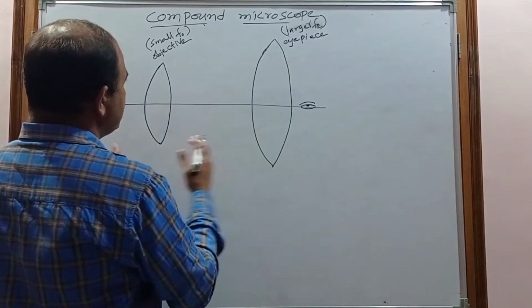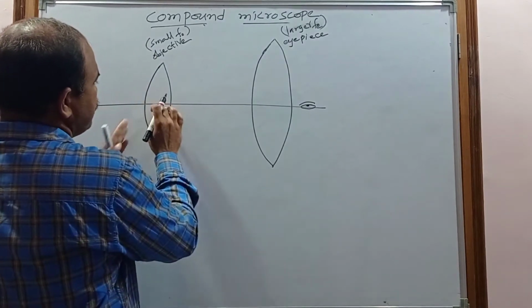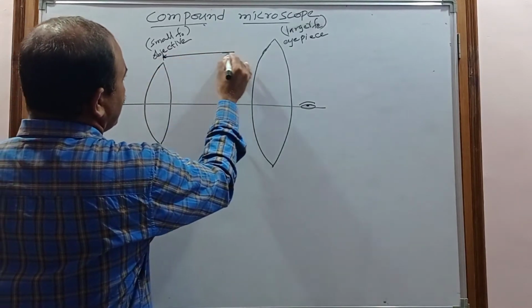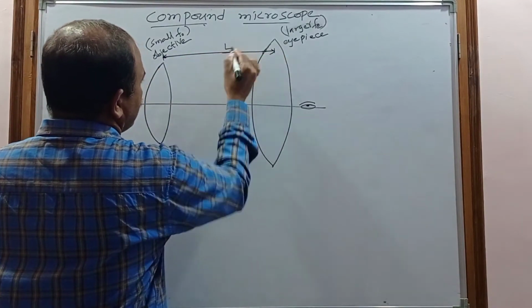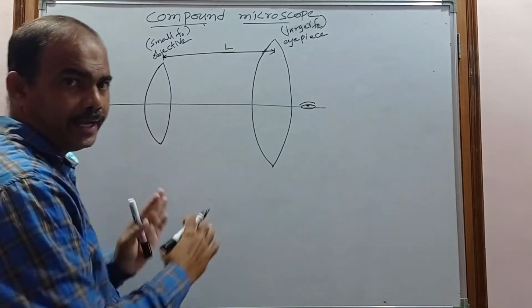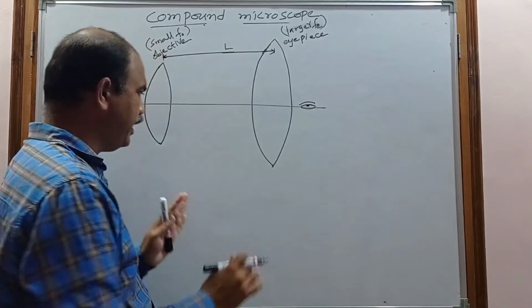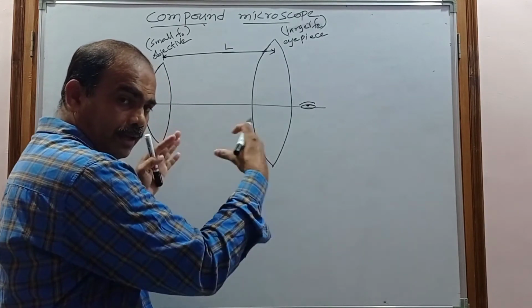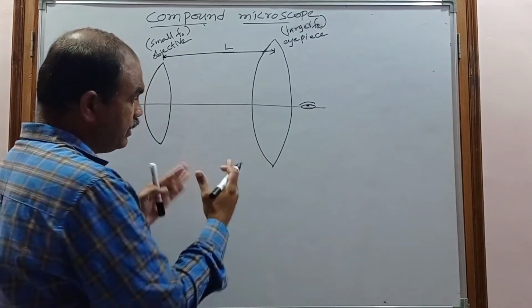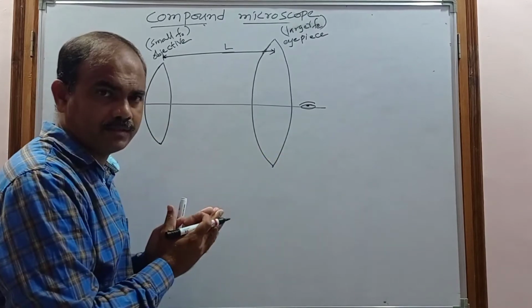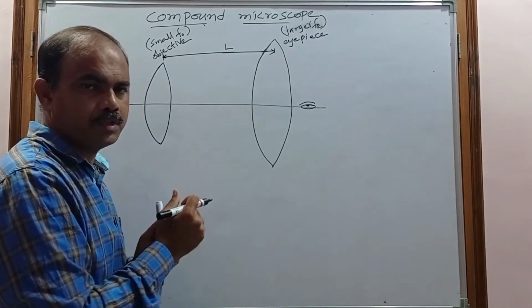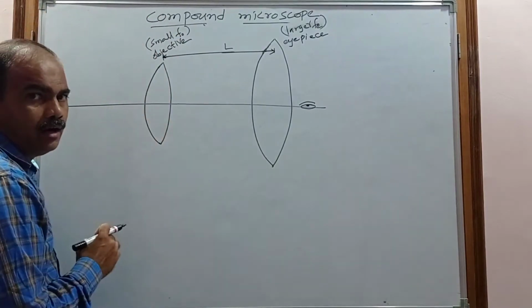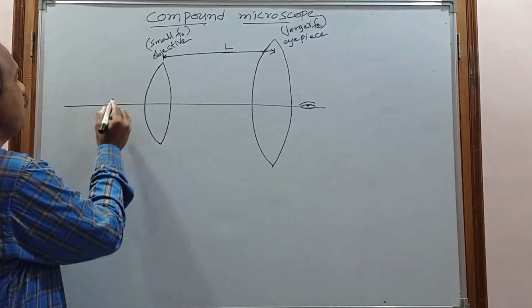Now the distance between the objective and eyepiece will be considered L. They are arranged coaxially one in another, and the distance between them can be changed with the help of a screw.